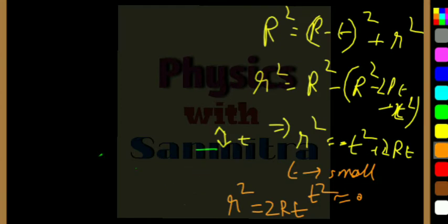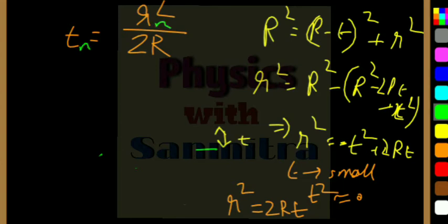Expression of T we can write, T we can replace by radius square by 2R. Now we can add an n here, Tn, because the rings are discrete. We are talking about the nth ring.